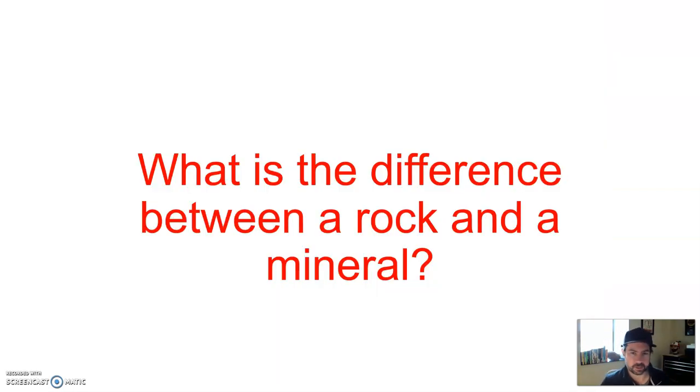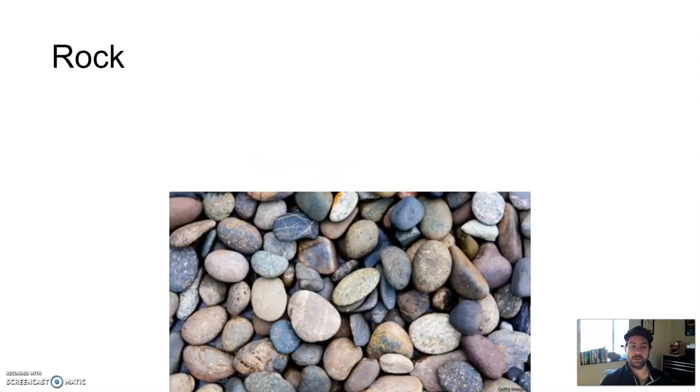So what is the difference between a rock and a mineral? There is a difference. They're both hard. If you threw both of these at someone, they're still going to hurt. But what is the difference between a rock and a mineral?